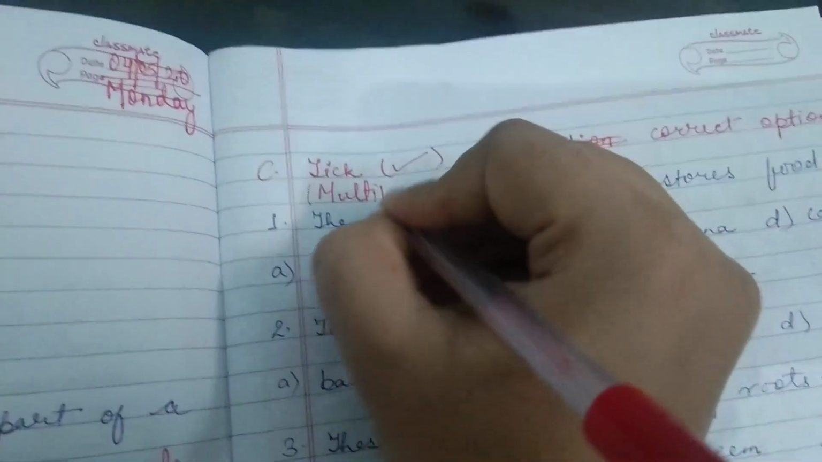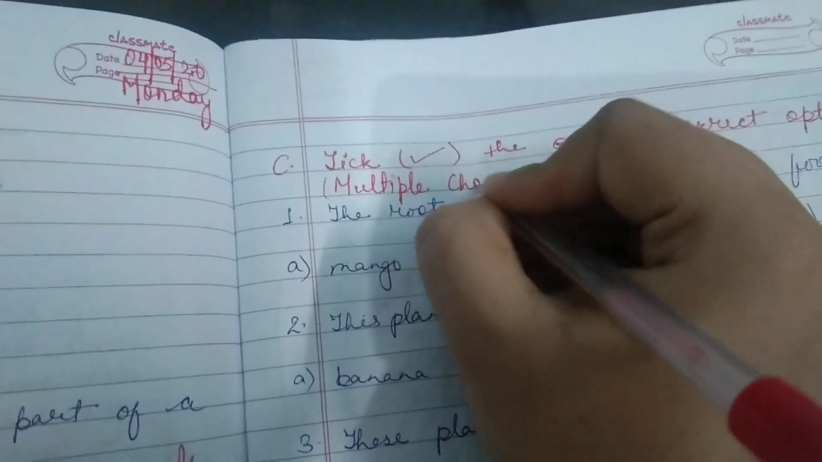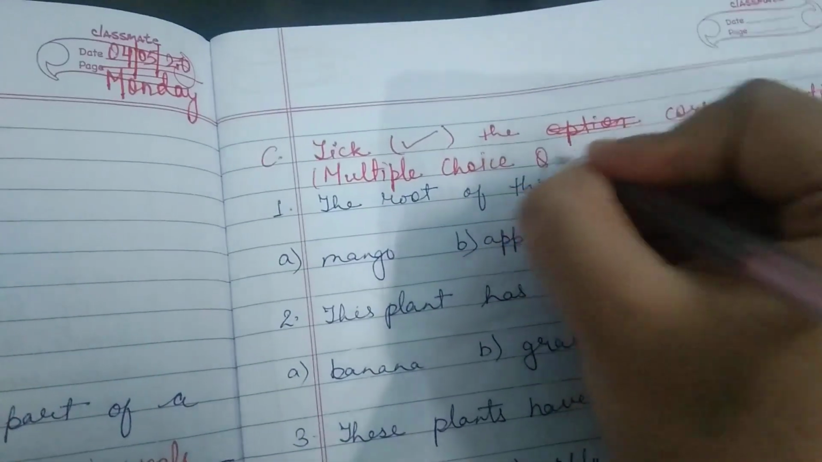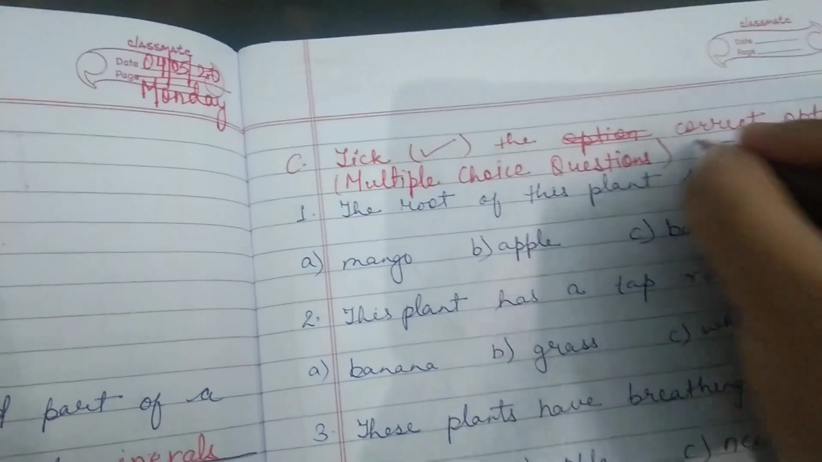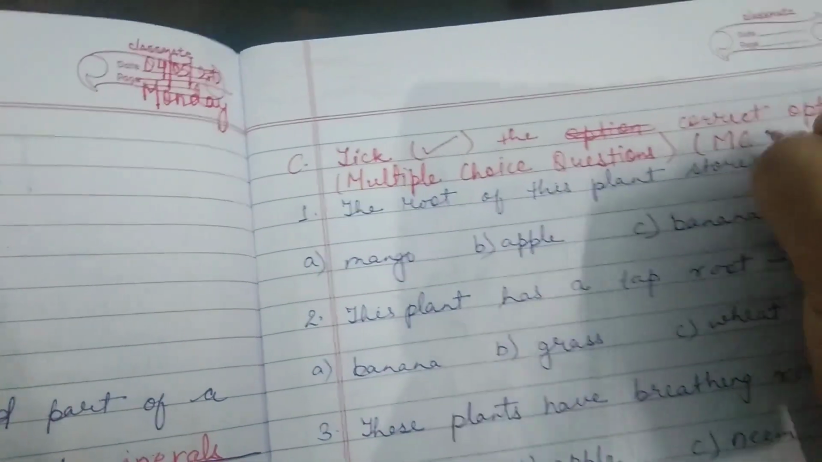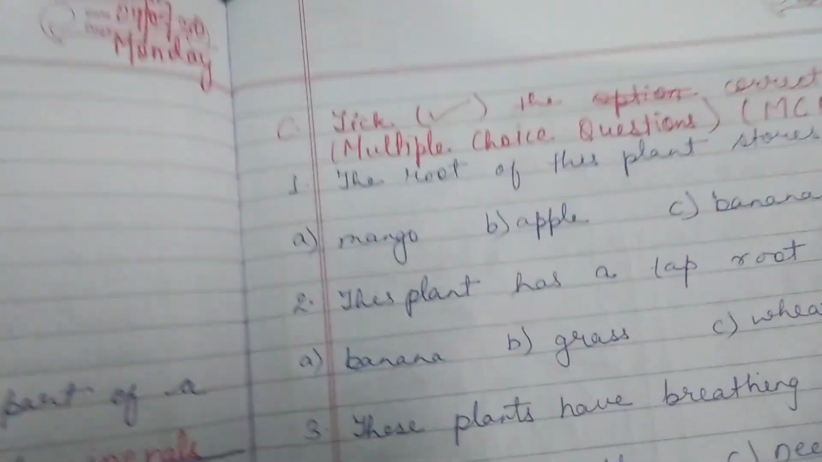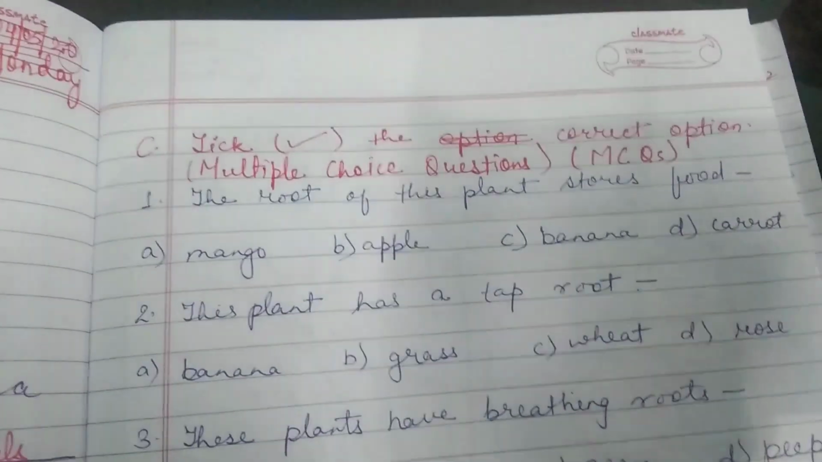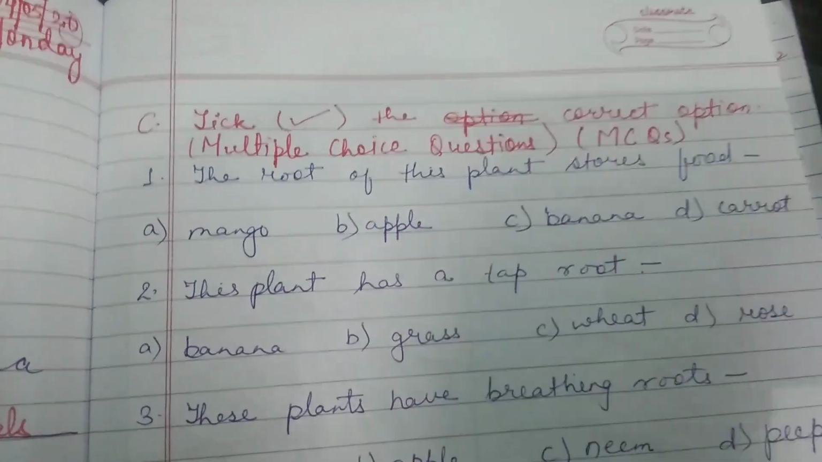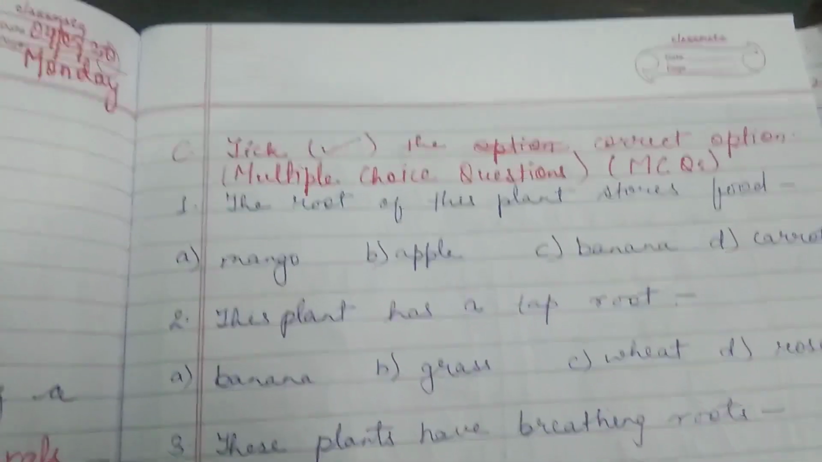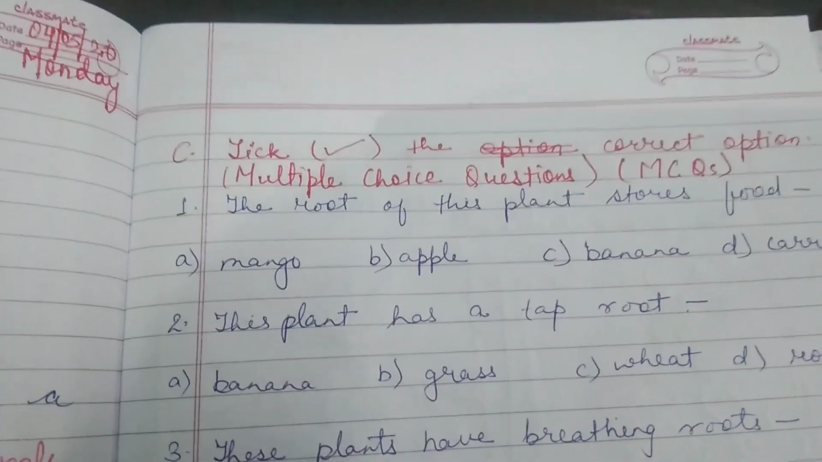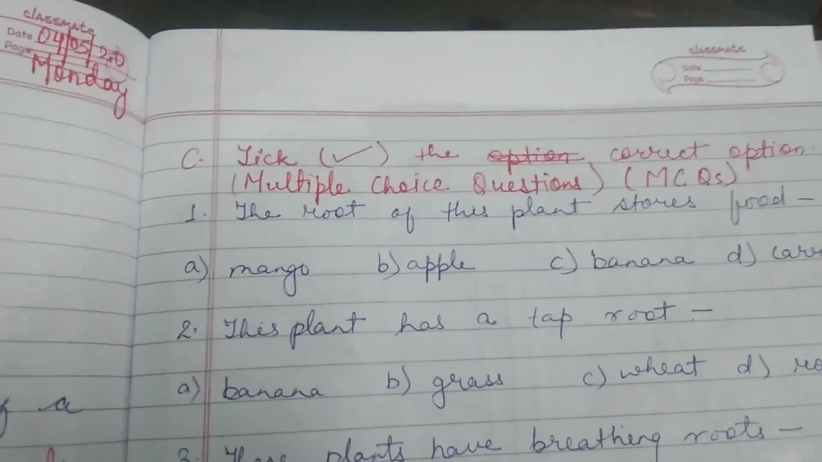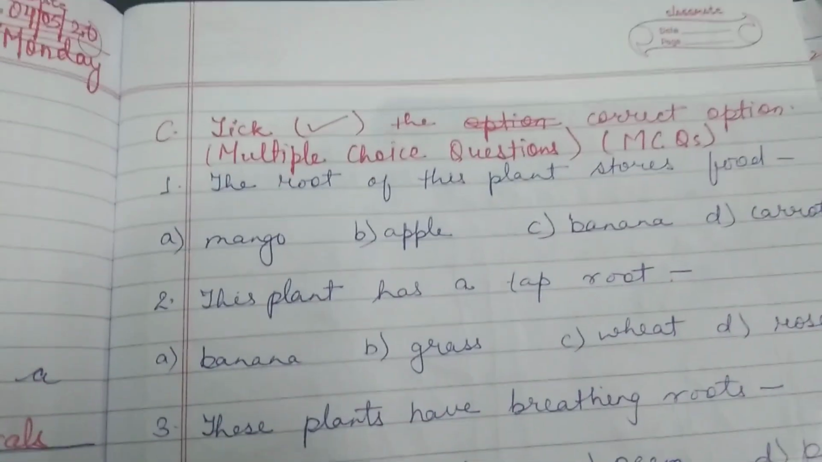Tick the correct option is also known as multiple choice questions, or in short it is called MCQs. Okay, let's see the first question.